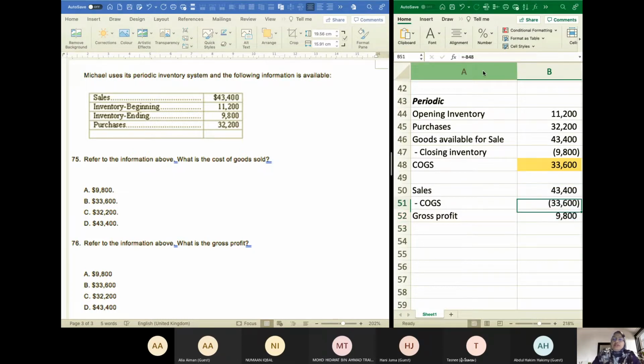So if you can make sales of 43,400, which is also the goods available for sale, but you still have a closing balance, and your cost of goods sold is 33,600, it means that your gross profit is 9,800. Do you have that answer? Yes.